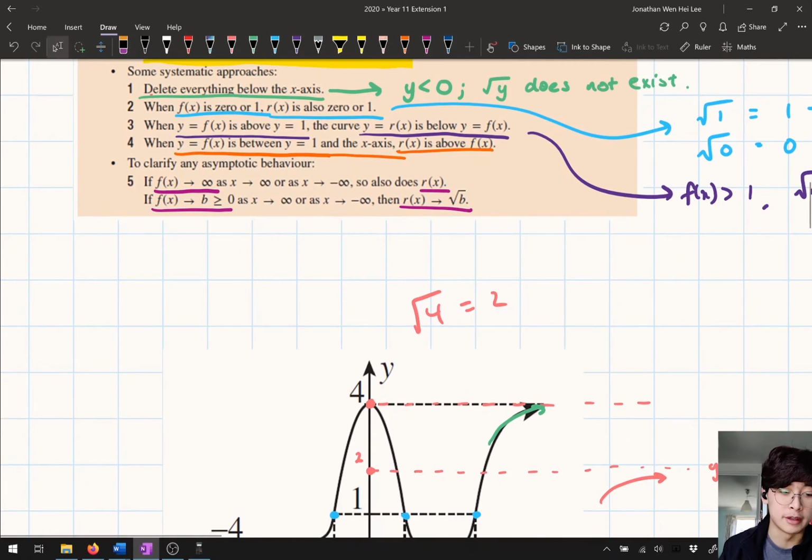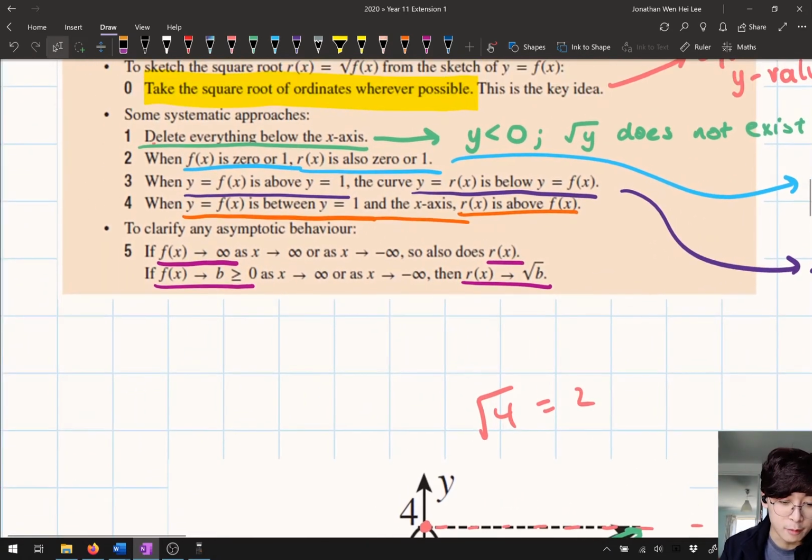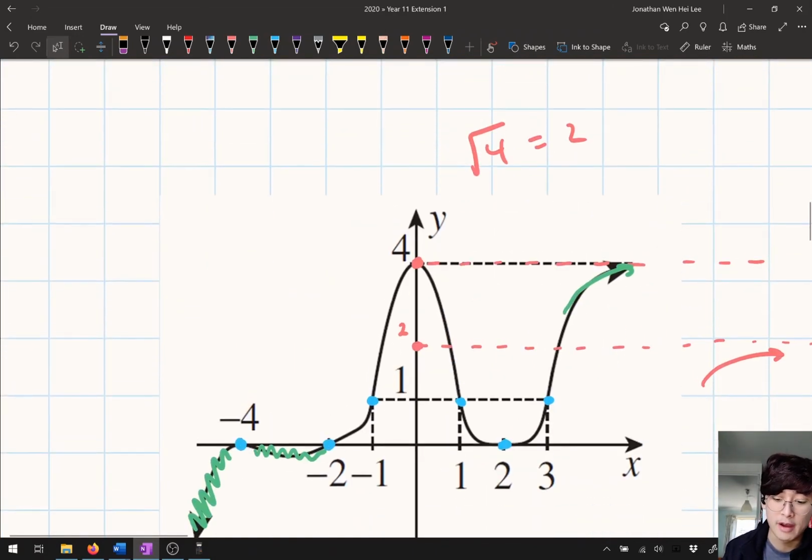Okay, next dot point. When f of x is above the y-axis, the curve of r of x is below f of x. So wherever our graph is above 1, our square root function is going to be below f of x. So if you have a look, we're just looking for all the points which are above y is equal to 1. I'm looking for all the points above here. So what this would mean is that my graph above this is going to be below these lines here.